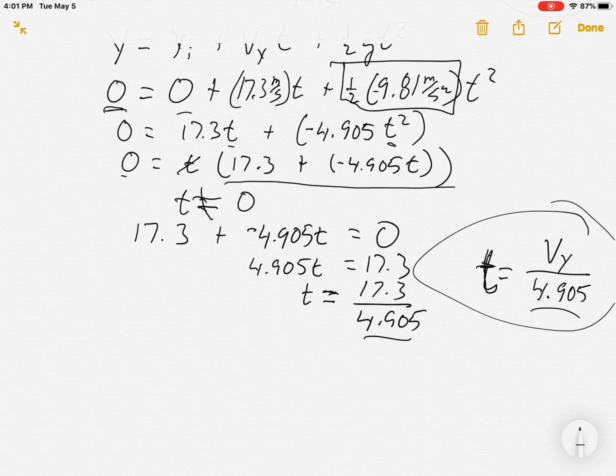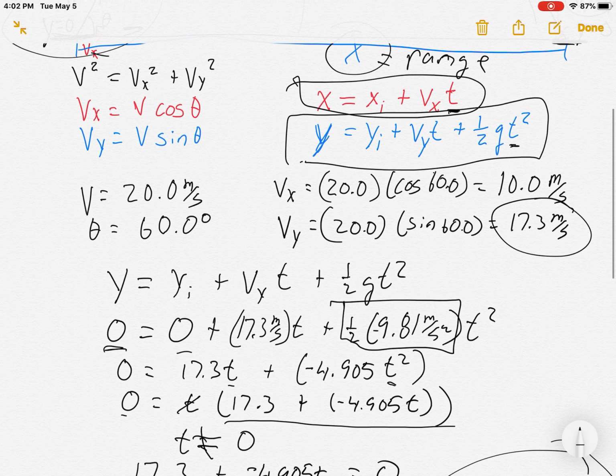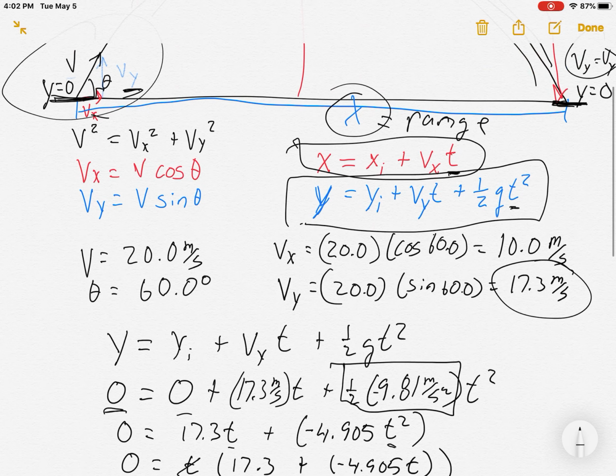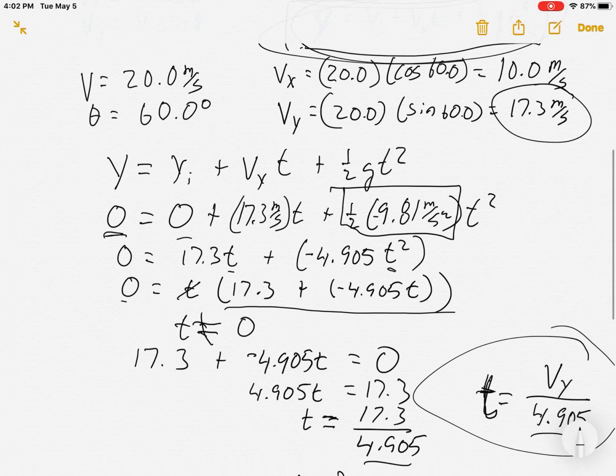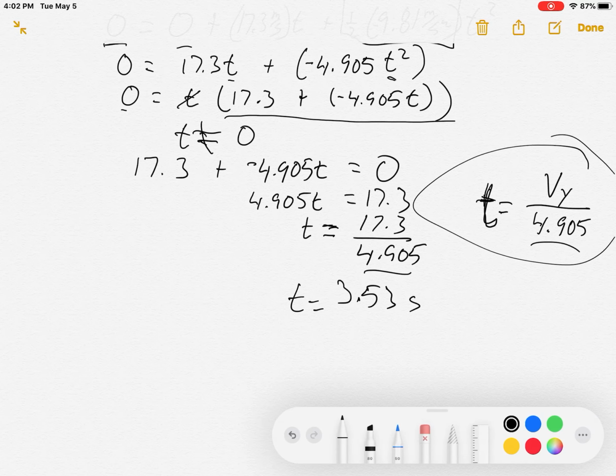All right, so for our problem, let me plug this in here: 17.3 divided by 4.905, that means t is equal to 3.53 seconds. Now remember what I said earlier, that t is good for both of these equations. We found it using this equation, but it also works for this equation right here. And that's what we're going to do right now.